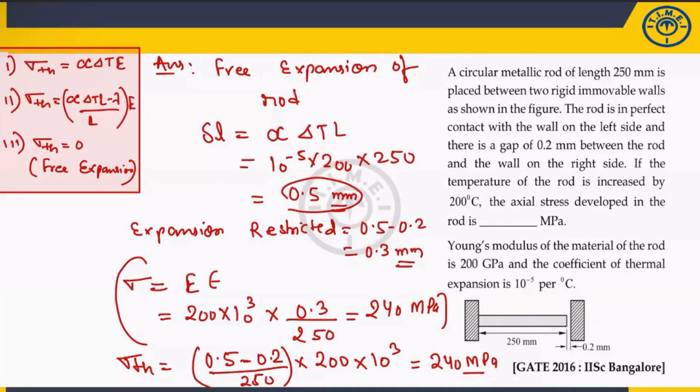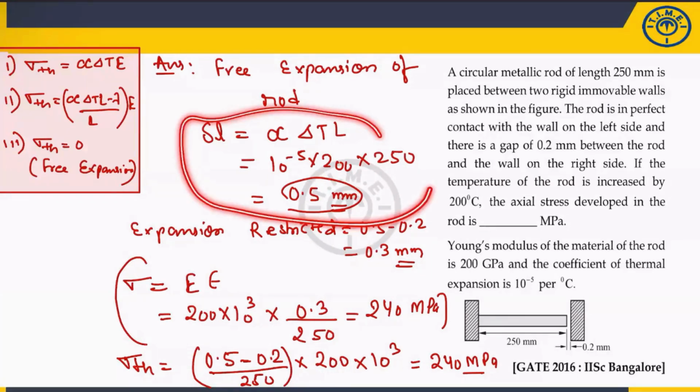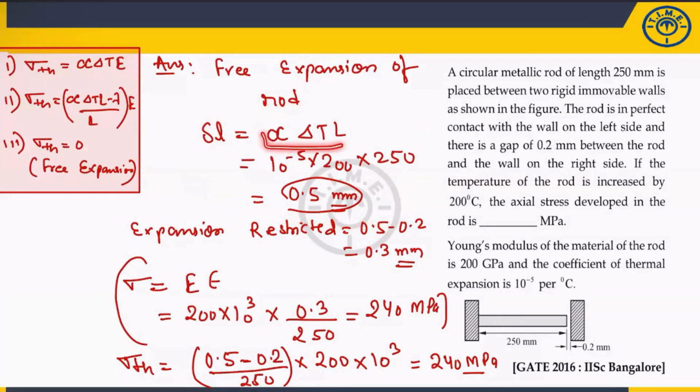The important condition is, whenever this type of question comes, first of all you calculate this delta L value, alpha delta T into L. If this expansion is more than the data given in the question, then the thermal stress will develop. You can use this relation directly. For example, if this expansion is less than the gap provided, then the stress value is 0 because this portion will not touch here. For example, 0.5 you are getting, I'm giving 0.6.